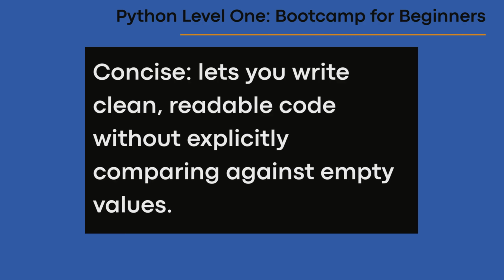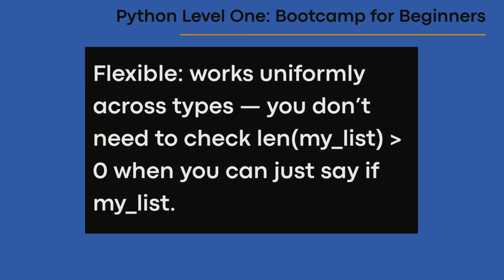So this can be helpful. It exists for conciseness. It helps you write clean, readable code without explicitly comparing against empty values. It's flexible, working uniformly across different types. You don't need to check the length to find out if the length of something is greater than 0, for example, because you could just say if my list. If this variable, you just say if my list, let's say that's the variable. And so if it's not empty, if it actually is worth using, then it's truthy.